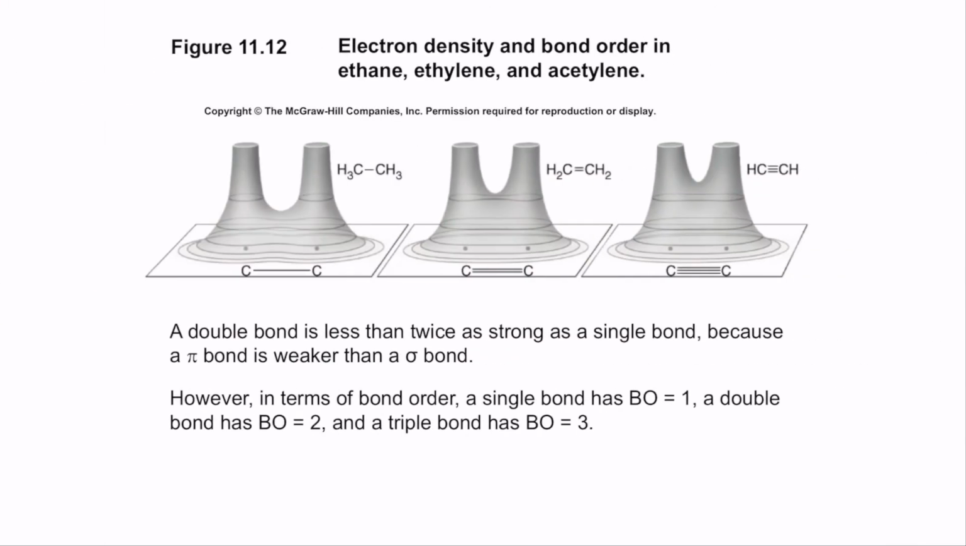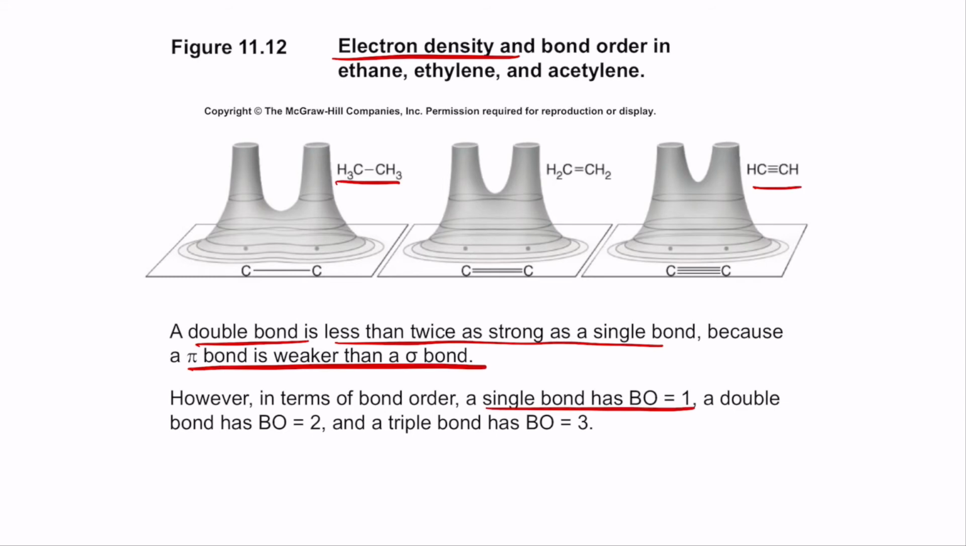Now, in terms of electron density, the higher the bond order, the more the electrons are pushed towards the bond. So the highest electron distribution is for the triple bond, and the lowest is for the single bond. But a double bond is generally less than twice as strong as a single bond, because a pi bond is always weaker than a sigma bond. In terms of bond order, the single bond has a bond order of 1, a double bond has a bond order of 2, and a triple bond has a bond order of 3.